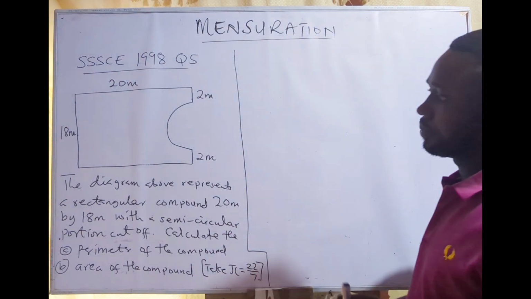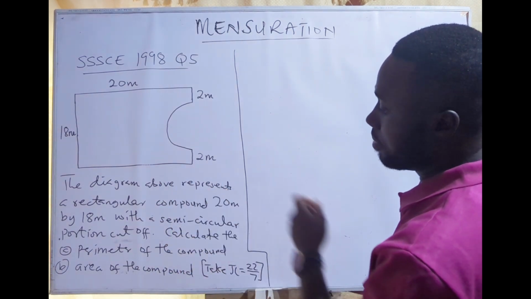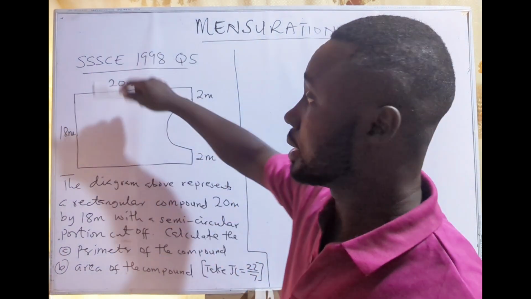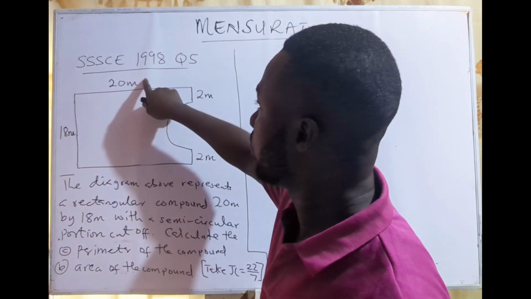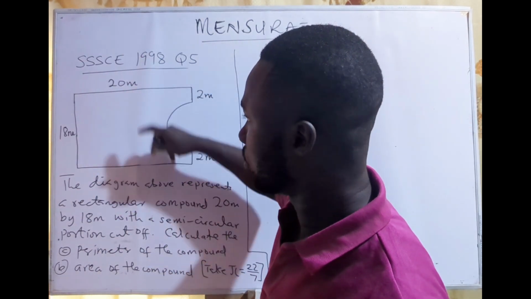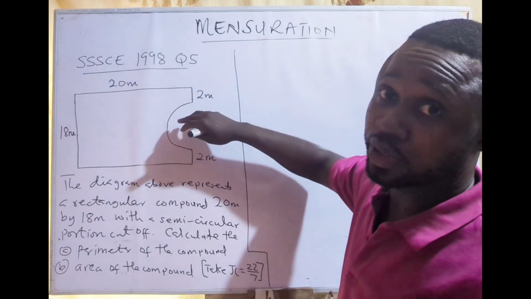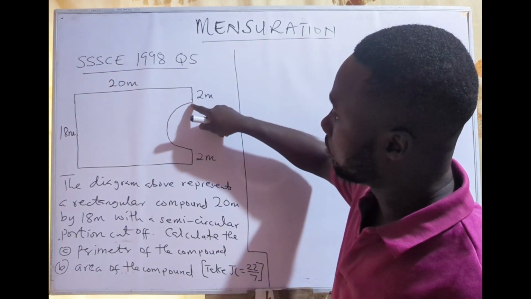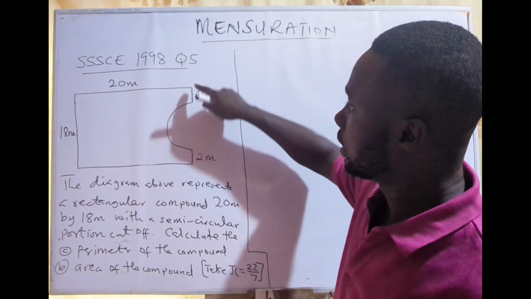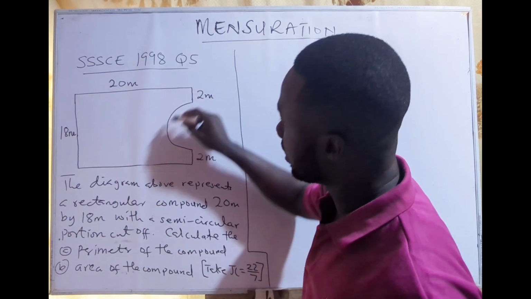If you want to calculate the area or even the perimeter, looking at the nature of the question here, the perimeter of the compound will be what? That is the distance around the compound. So we have 20 meters here plus 18. We know in a rectangle the opposite sides are equal. So if here is 20, here also will be 20, right? If here is 18, and if the circular portion is not cut off, then if I join a straight line from this side to this side, it will also be 18 meters.